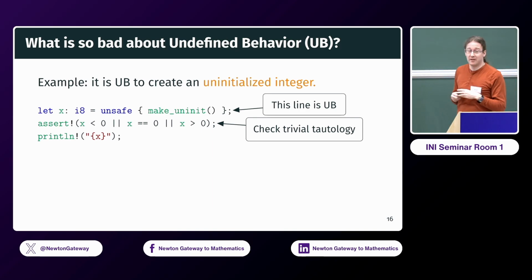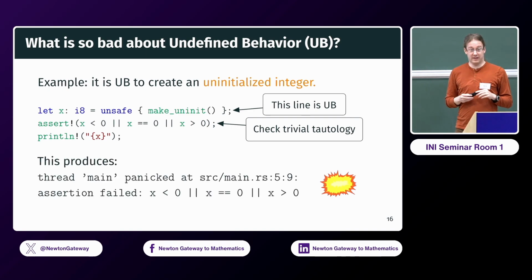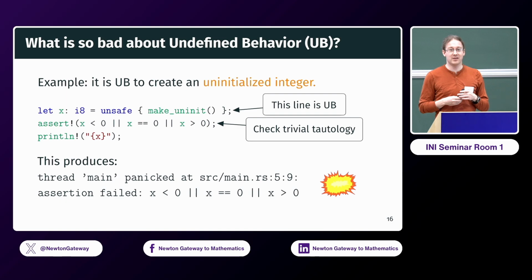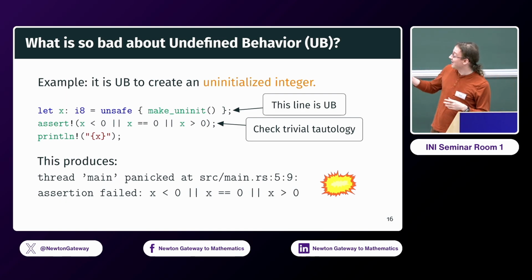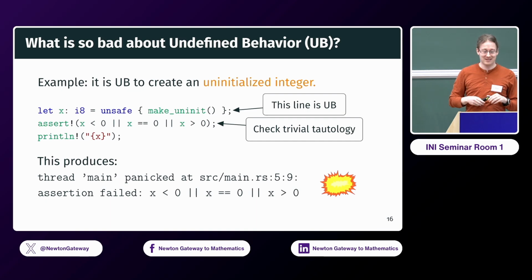So the next thing the program does is check a trivial tautology, ensuring that the integer we got is less than, equal to, or greater than 0, which obviously should always be true. But if we compile this code on the current stable Rust compiler with optimizations enabled, we get that the assertion fails. So somehow Rust found a new integer. I guess we should call our mathematician friends and tell them about this discovery, because we now know that there is some integer which is neither less than or equal to nor greater than 0, so that's amazing.